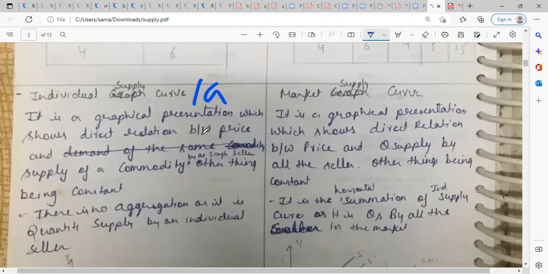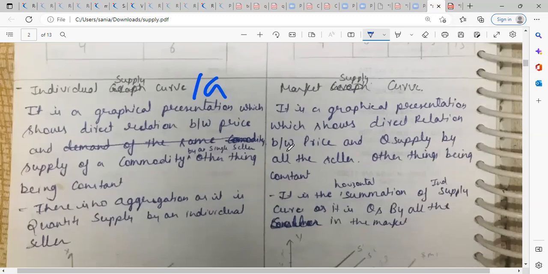So you just have to remember one line, and the first line you have to change, and accordingly make the definitions. So it is a graphical presentation which shows direct relationship between price and supply of a commodity by a single seller, other thing being constant. And here it is a graphical presentation which shows direct relationship between price and quantity supplied by all the sellers, other thing being constant.